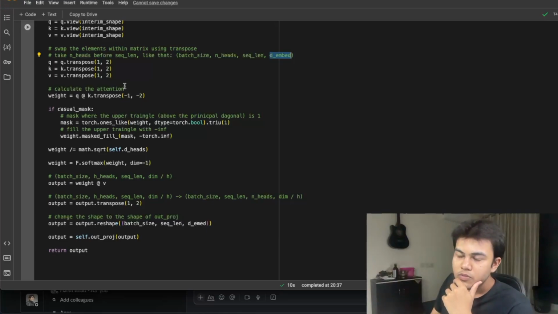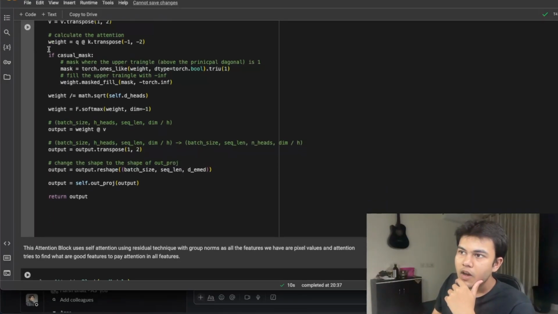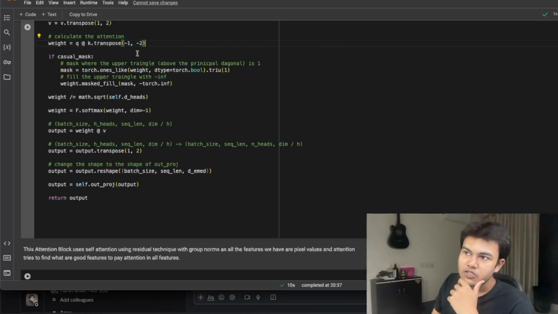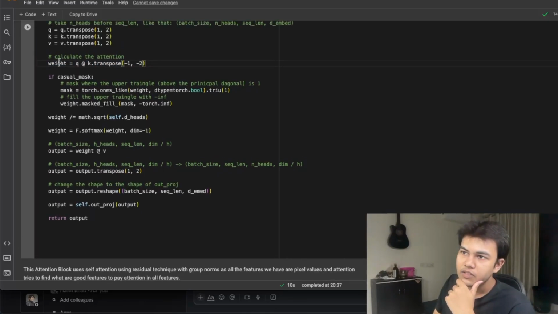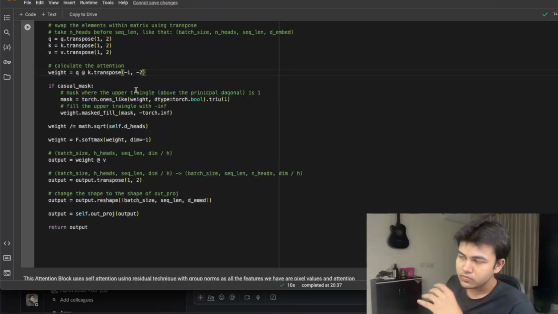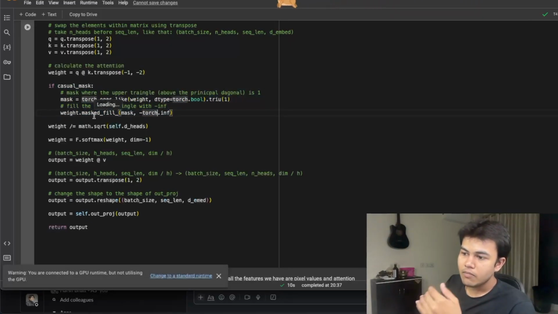Okay, so now after that we can calculate the attention. To calculate the attention, we are calculating the first part, which is the q matrix multiplied by k dot transpose. We're transposing it to have the right shape for the matrix multiplication. So after that, if you want to fill mask in the weights, then this code will actually do that, and weights dot mask will fill the mask.